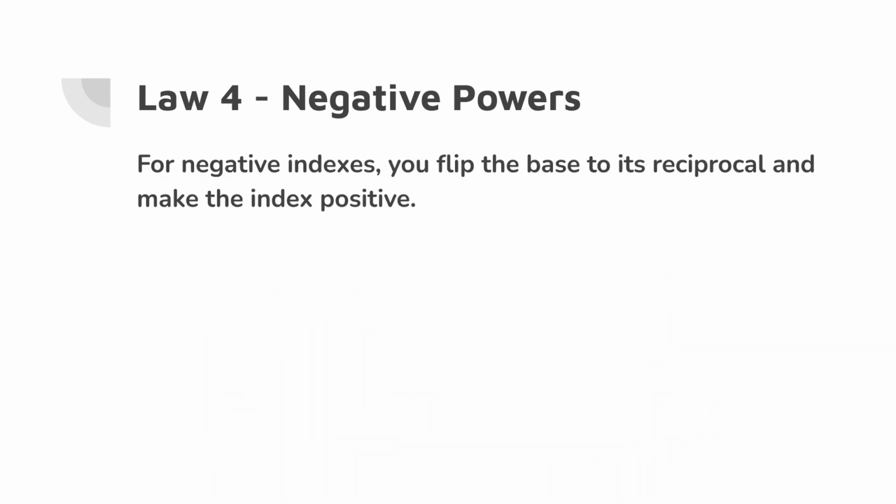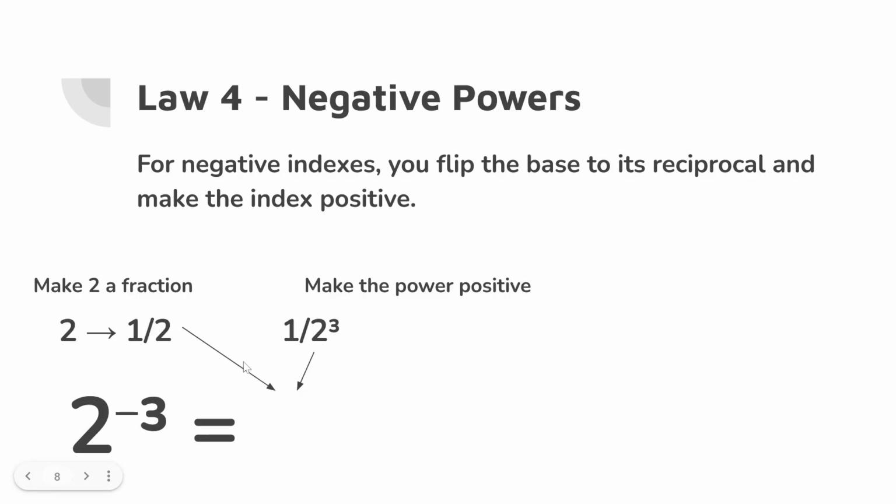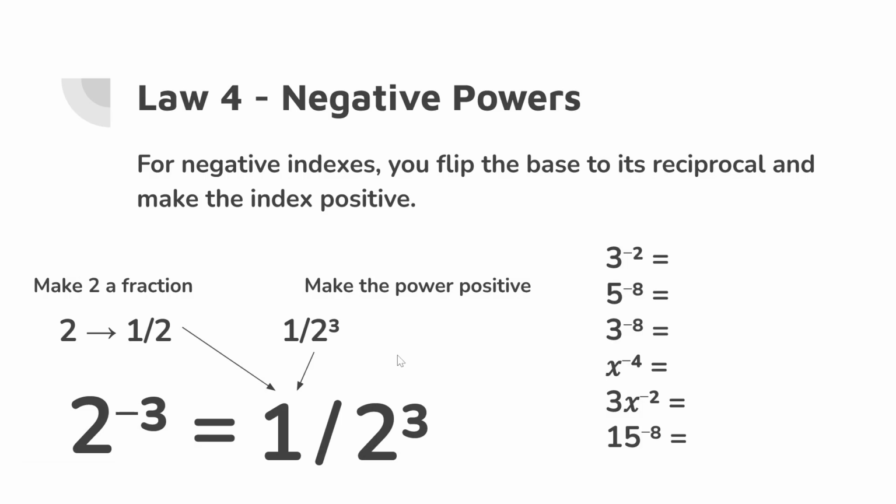Law 4. Negative powers. For a negative index, you flip the base to its reciprocal and make the index positive. For example, here, we have 2 to the power of minus 3. So, we make the 2 its reciprocal, aka a fraction, so 1 over 2, with 2 in the fraction being the base, and then we make the power positive. So minus 3 goes from a negative to a positive to get our final answer of 1 over 2 to the power of 3. Here are some practice questions for you.